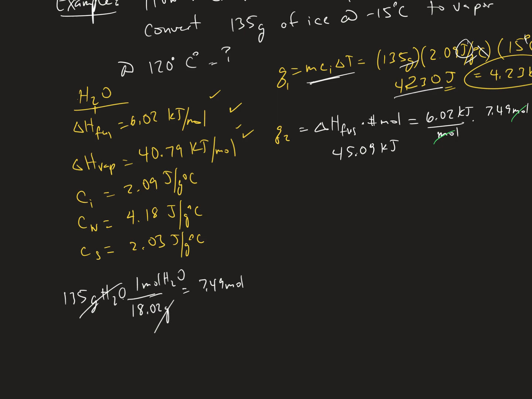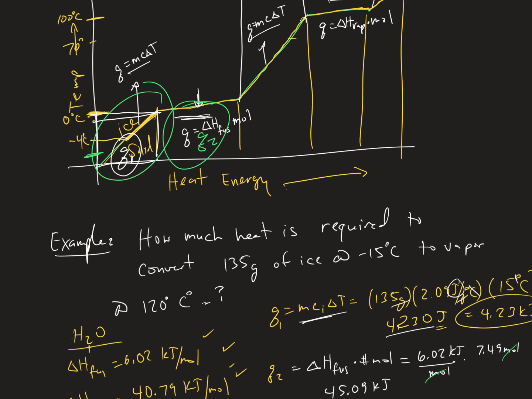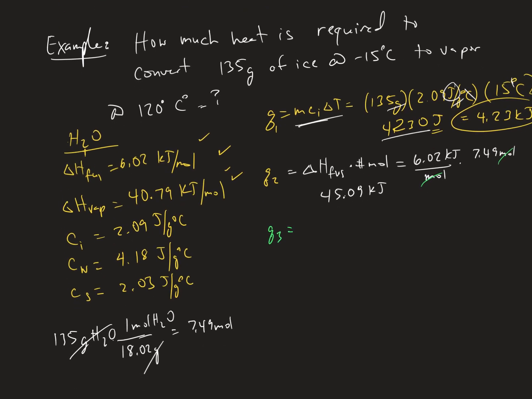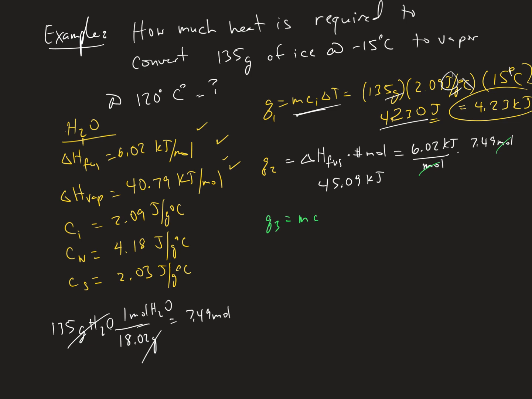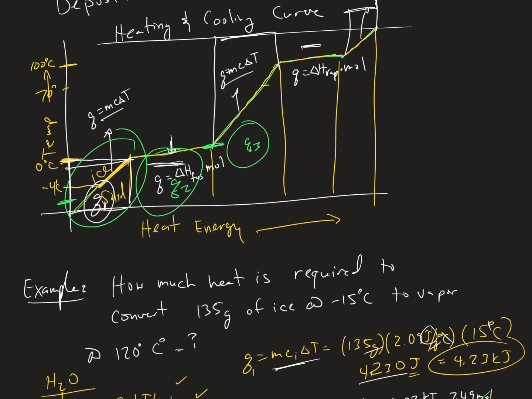But so Q3. This was Q2. Now we're doing Q3. We're changing temperature of our liquid water. So we're going to use m C of water delta T. We still have a mass of 135 grams. This time it's 4.18 joules per gram degrees Celsius. Times the change in temperature is what? Now we're in the liquid phase. Change in temperature is from here to here.